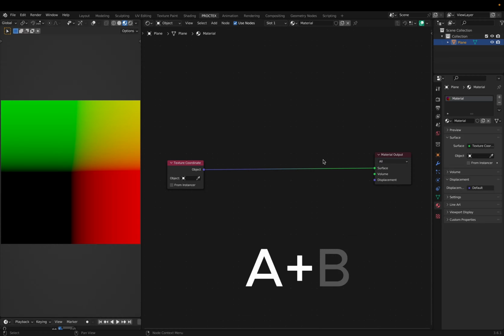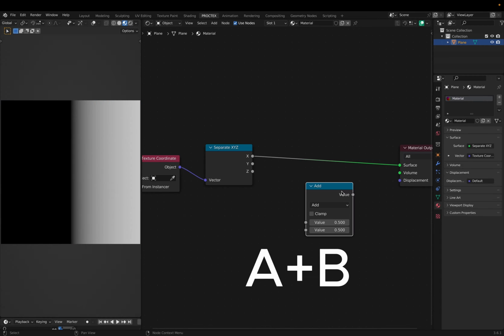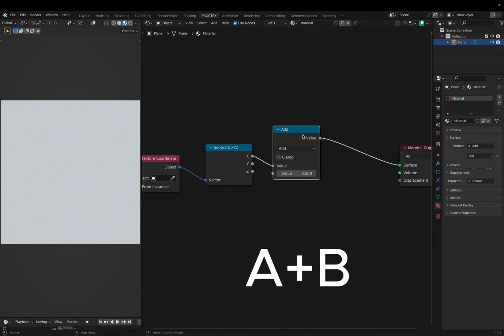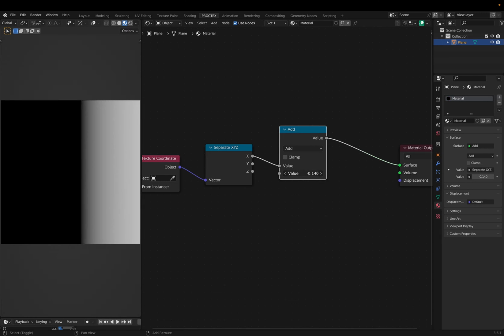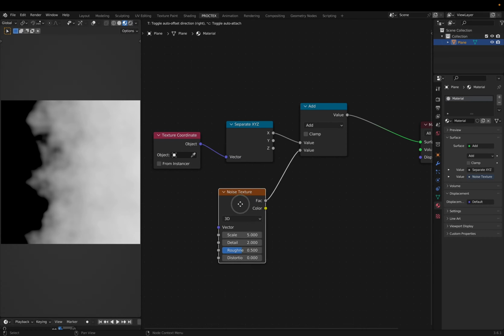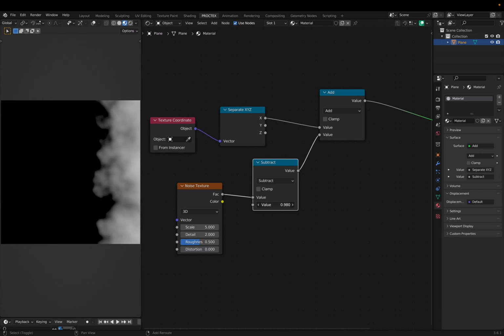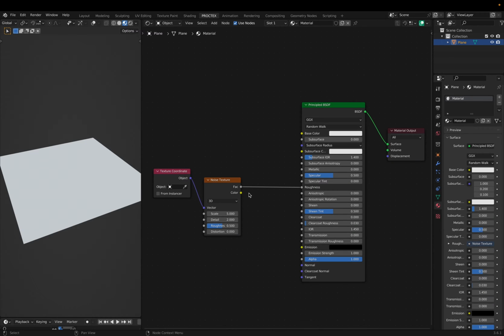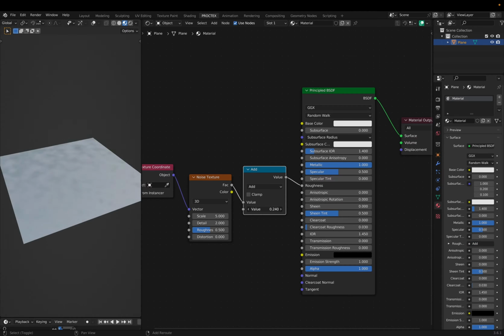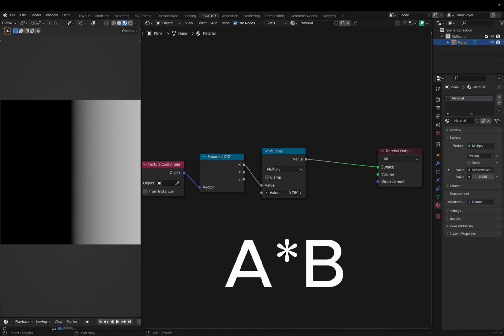Let's start with the add and subtract operation. If we have a gradient like this, we can add to it to shift it left or right. And if we have noise, we can add it to the gradient to distort it. If we subtract or add to the noise, we can still shift it left or right. If I have noise plugged into my shader's roughness input, I can add or subtract to increase or decrease the roughness. I can also multiply this gradient.